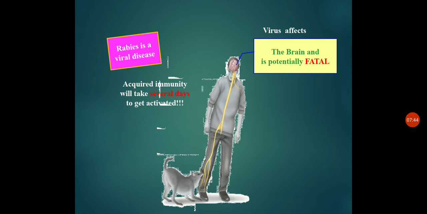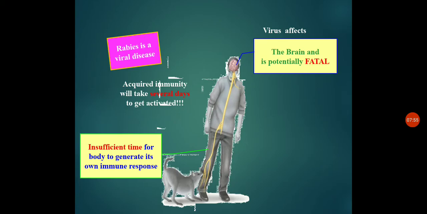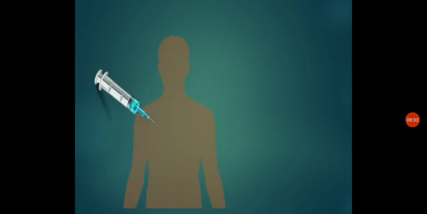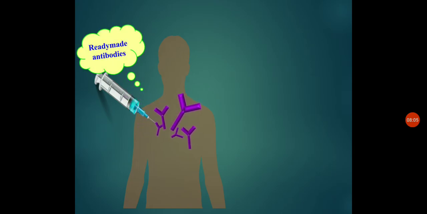Because no doubt your body is going to produce antibodies, but if you provide so much amount of time, a person may be in a risky status. So in such cases, what happens? The insufficient time for the body to generate its own immune response is the main reason. What they do, they take these antibodies, that is ready-made antibodies, by the artificial process.